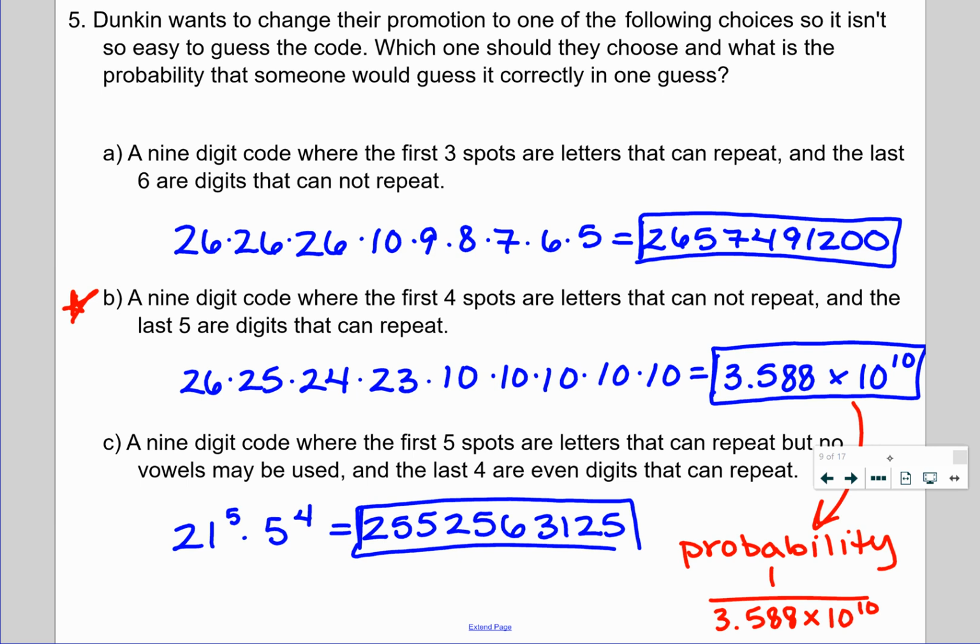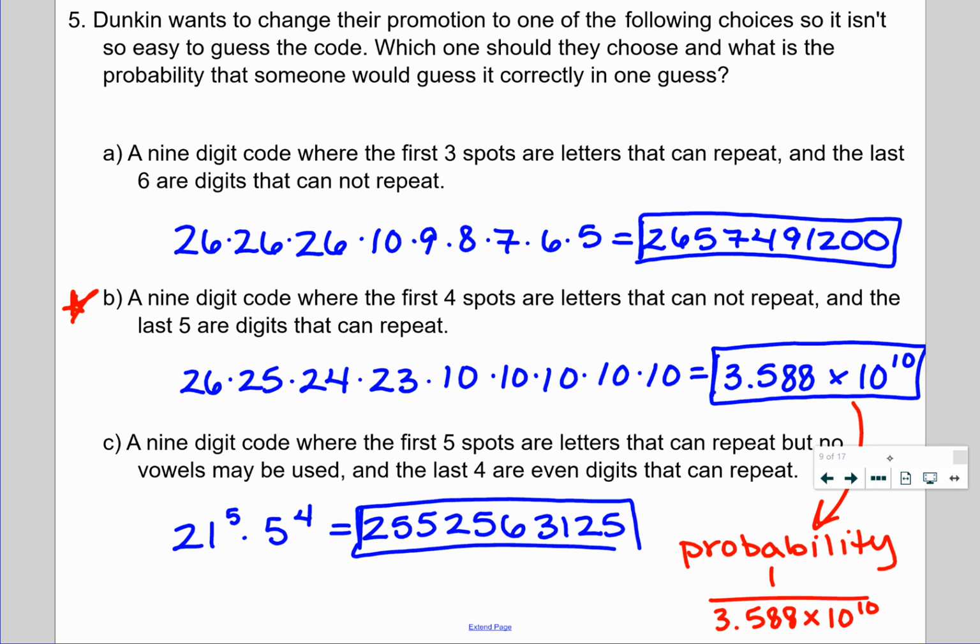Next one, a 9-digit code where the first 4 spots are letters that cannot repeat. So we start with 26 all the way down to 23. The last 5 are digits that can repeat. So 10 choices for each of those, or you could just say 10 to the 5th. And then I get that number. I just left it in scientific notation. It got pretty big.